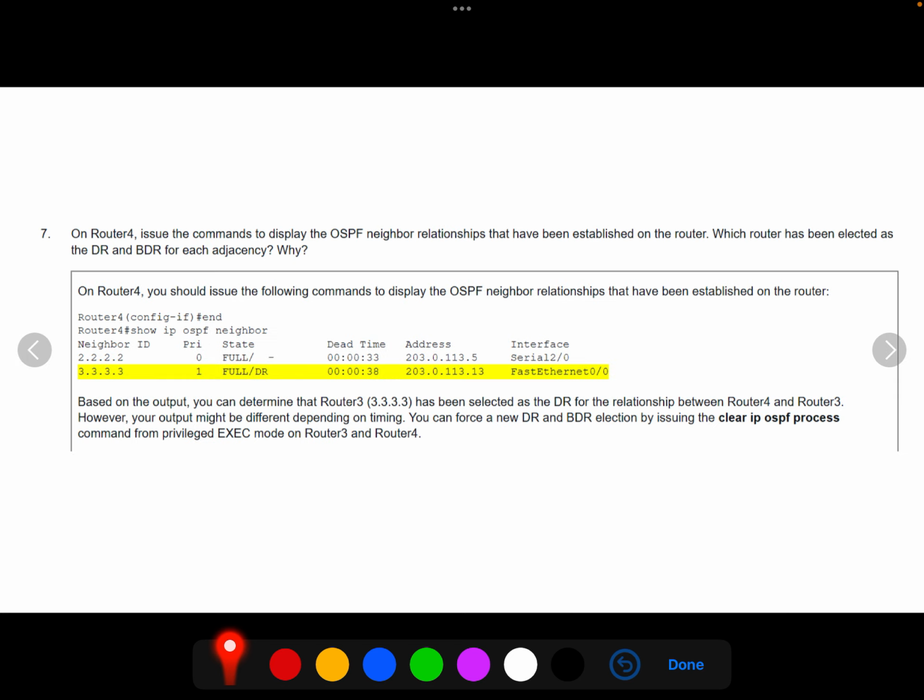So on router 4, here we can see a bit more explanation. Based on the output, you determine that router 3 has been selected as the DR for the relationship between router 4 and router 3. However, your output might be different depending on timing. You can force a new DR and BDR election by issuing the clear ip ospf process command from privileged EXEC mode on router 3. Remember, I mentioned that earlier, because if you have multiple adjacencies and you configure a router ID, that router ID won't take effect until you do clear ip ospf process, because those neighbor relationships need to go down in order to rebuild with the new router ID. That can't happen until you do this.